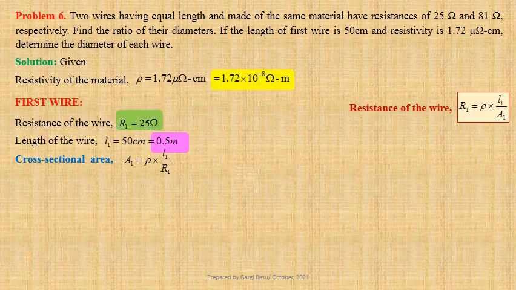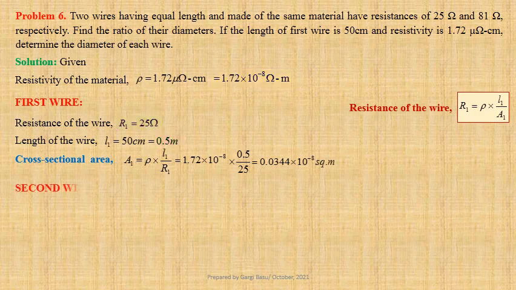Using values we get 1.72 into 10 to the power minus 8 into 0.5 by 25. That gives us 0.0344 into 10 to the power minus 8 square meter.